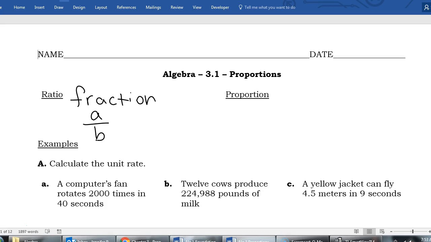item. So we could be comparing things like how many times a fan turns based on how much time goes by, or how much milk a cow can produce. But we're comparing two quantities to each other. A proportion would take two of those ratios and set them equal to each other.